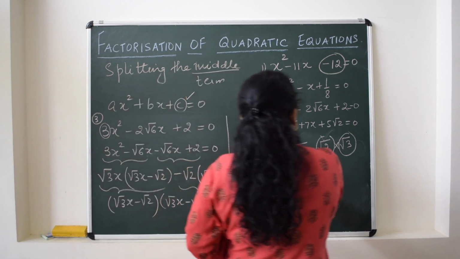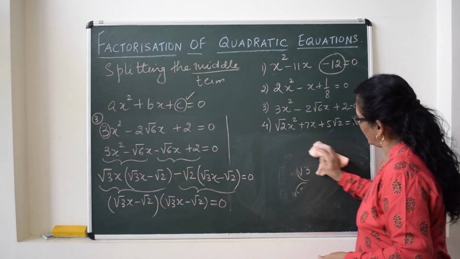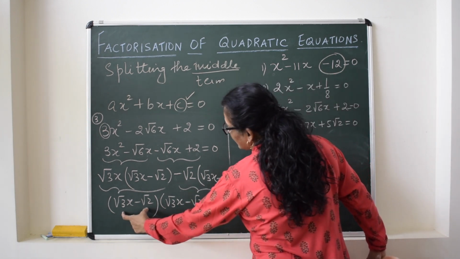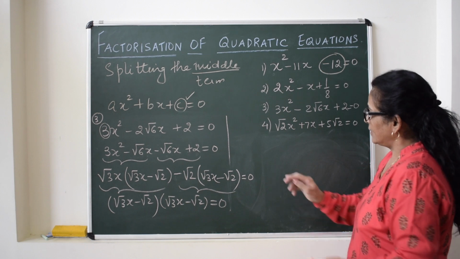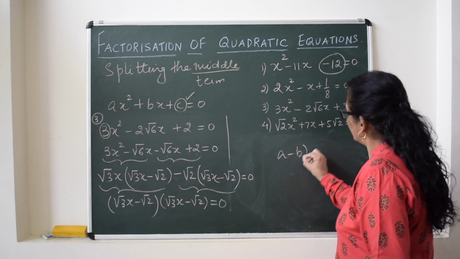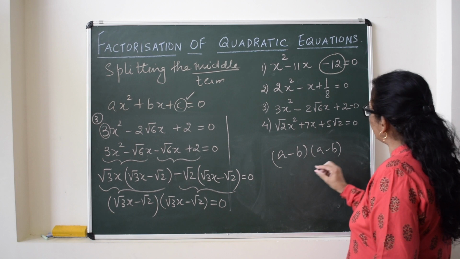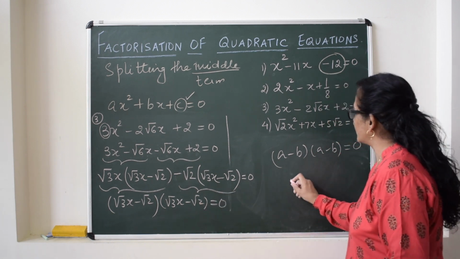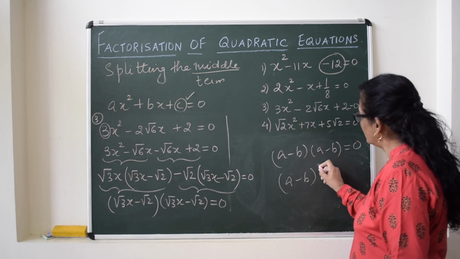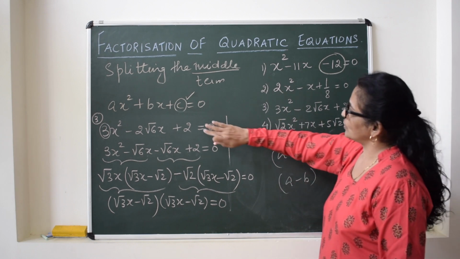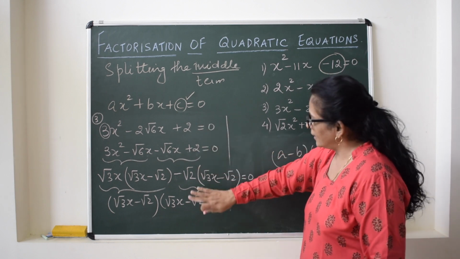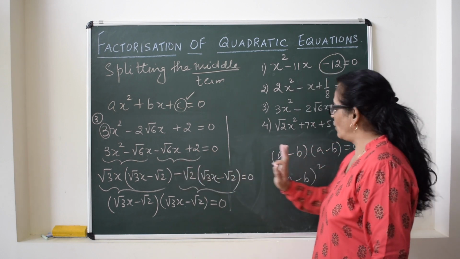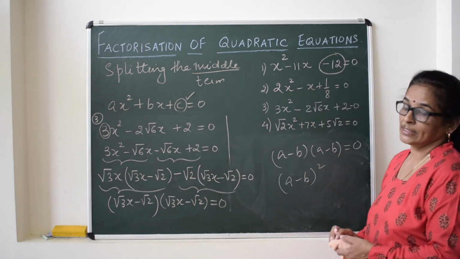So this question also can be done by using the identity. Why? Since you are getting the same linear factors. This shows us that if a minus b and a minus b are the factors, we can say that this is actually the expansion of a minus b the whole square. Or if we are using it by splitting the middle term, then too we are getting the same linear factor. So either by splitting the middle term or by using the identity, we can do these type of questions.